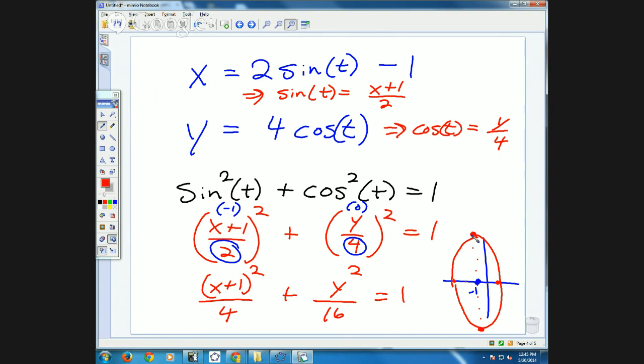So apparently my ellipse has the point -1, 4 at the top there, and I can confirm that on the TI, that it indeed has that point.